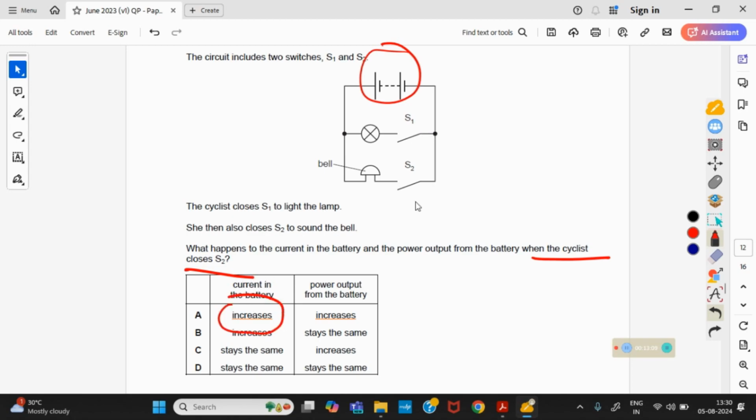And what about the power output? Power is V into I. Since I is increasing and we can see that there is no change in the potential difference across S1 and S2 or across battery, so I increases, P also increases. Since V is constant, we are not making any change in the potential difference across the battery. I increases, so power output also increases. Option A is right.